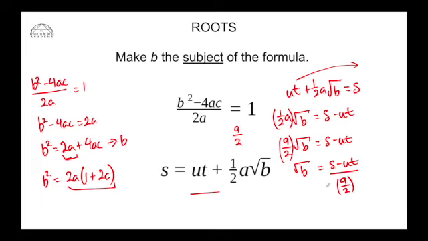But we could go a step further and say, remember, if you are dividing by a fraction, you're supposed to invert and multiply. So the root of B now is equal to S minus UT, all being multiplied by what? Multiplied by 2 over A. And remember, all of this is over 1, so I can multiply my numerators and my denominators. And what am I going to get? 2 into S minus UT all over A.